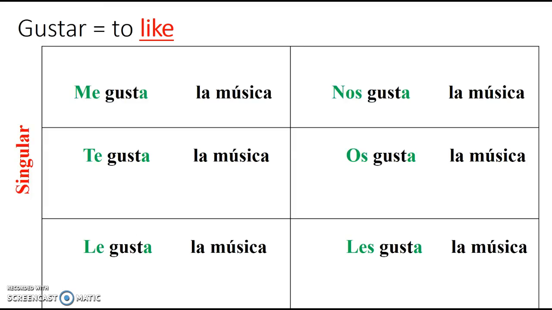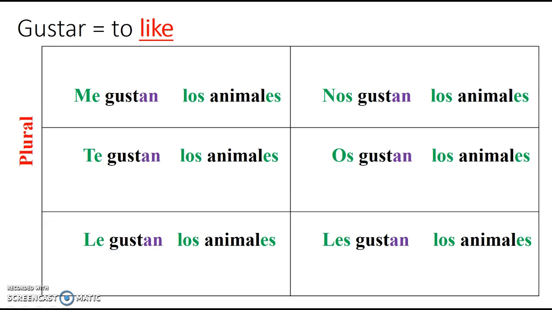Here are the different forms of gustar in the singular form. Me gusta, te gusta, le gusta, nos gusta, os gusta, les gusta. So notice that they all end in A, even when the person that does the liking changes, because it's reflecting back on the item that is liked, la música. On the other hand, if I want to make the plural, I just add an N to the end. Me gustan los animales. So the AN reflects on los animales, again, not on the person that likes the animals.